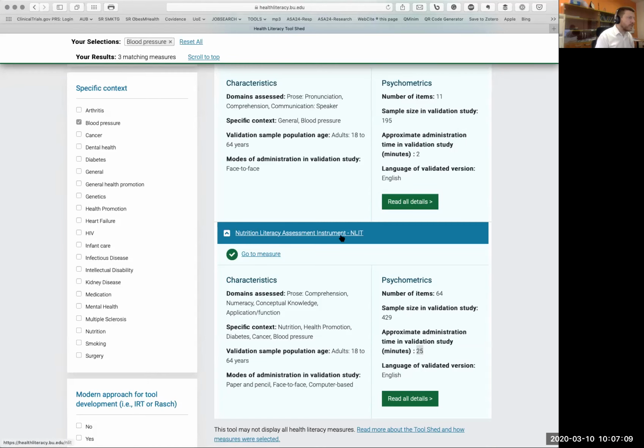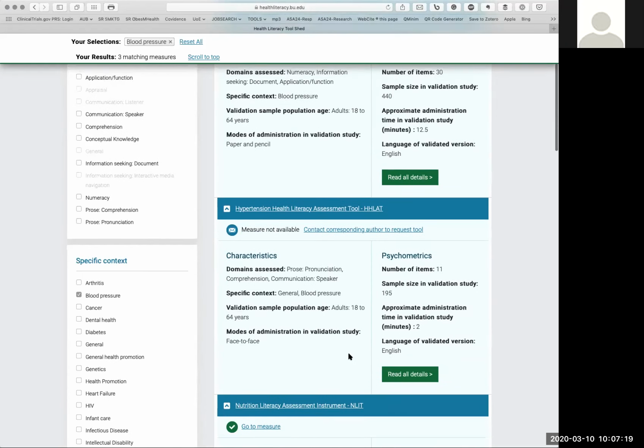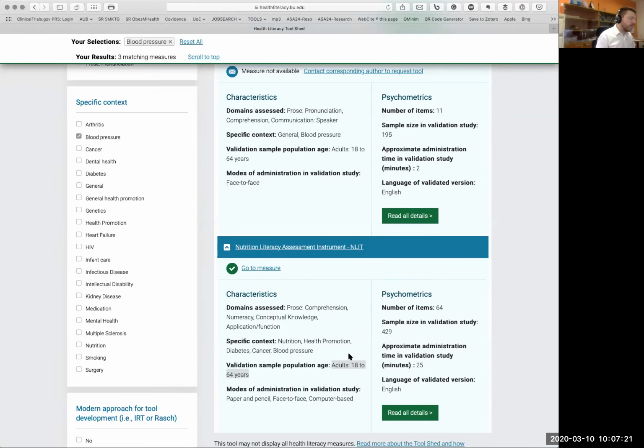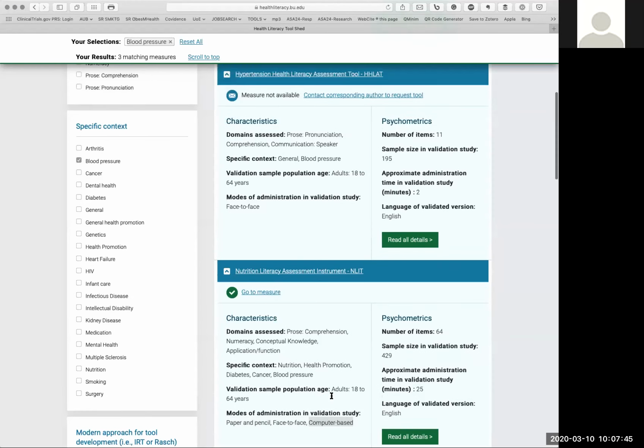Okay, so in this case, let's say you see there's a tool here, the last one, the nutrition literacy assessment instrument. It's been used with the same population, adults from 18 to 64 years. So you have adults, that's fine. And this last one has been validated using 3 modes of delivery: paper and pencil, face-to-face, and computer-based. So let's say in your study, you want to use an online survey. Yes. Okay. So probably this will be the reason: I'm using this because it was validated.